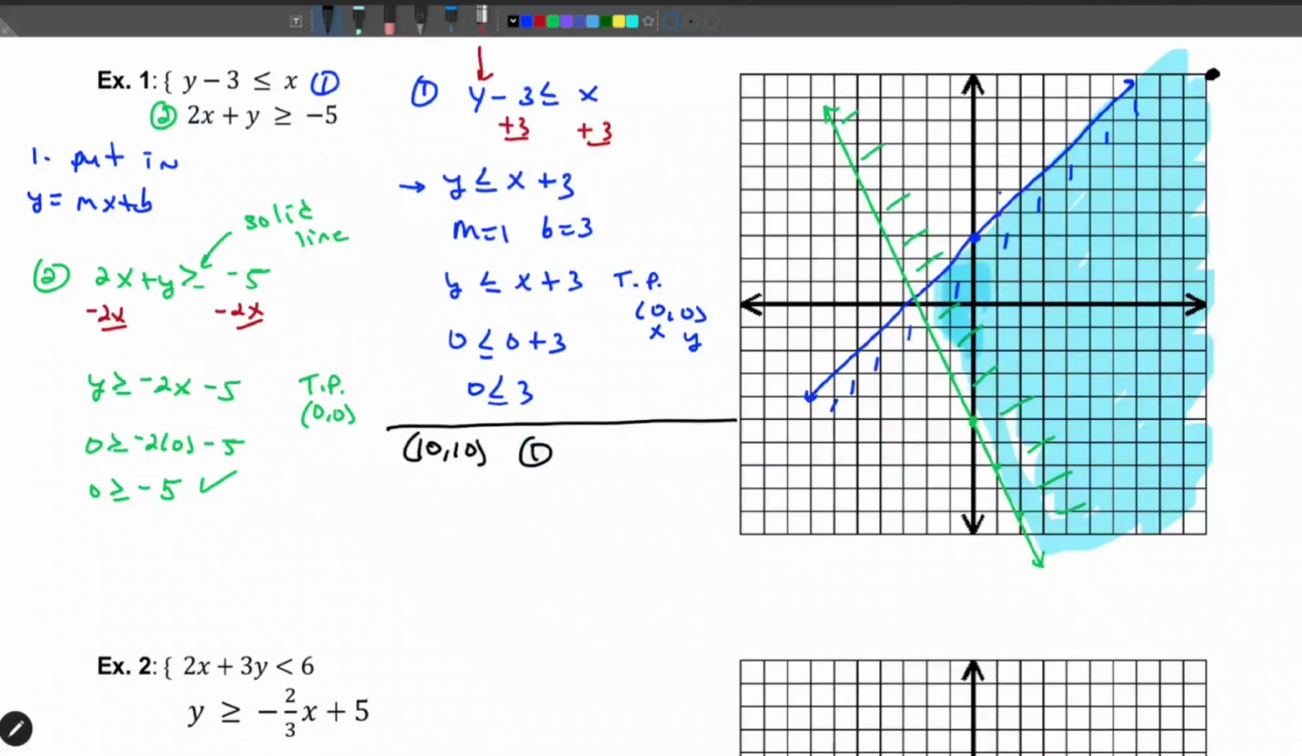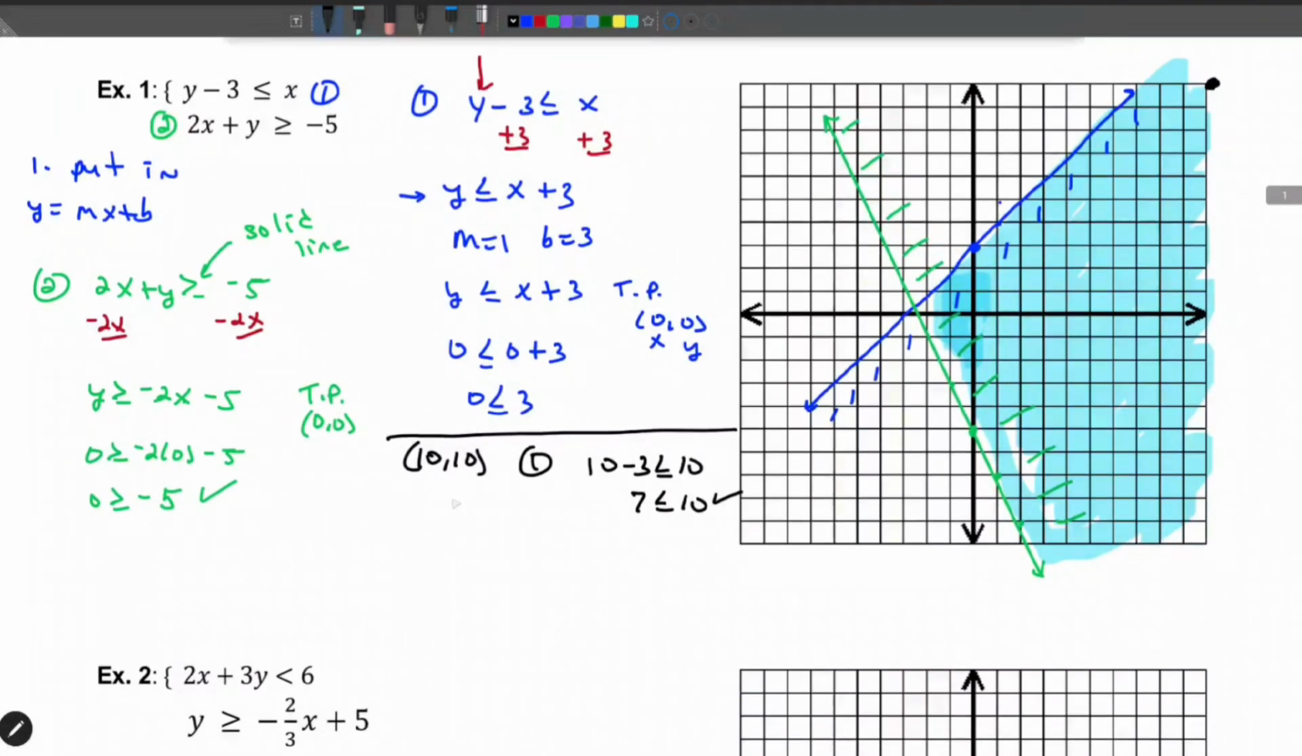And I plug that into equation number 1, we get 10 minus 3 is less than or equal to 10. And so 7 is less than or equal to 10. That works. So that satisfies that first equation, right? That first inequality. I'm going to do it for the second inequality. I'm going to do that for number 2.